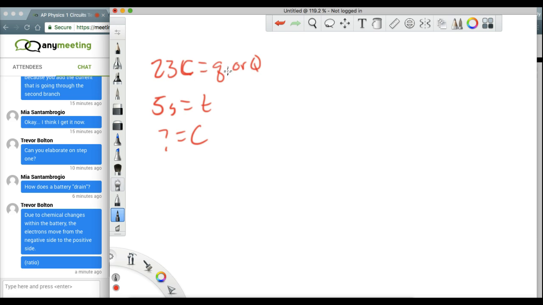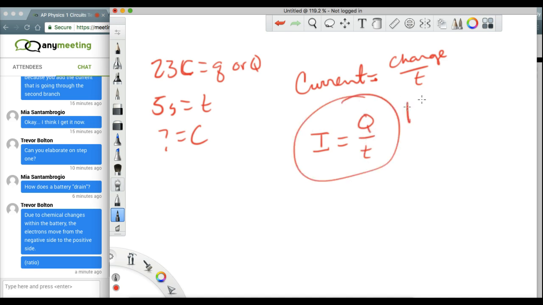So what's the equation that relates current, charge, and time? Well, current is the rate at which charges pass. So current is going to be equal to charge divided by time. This equation is on your formula chart. Use your formula chart. All these equations are in one spot together.